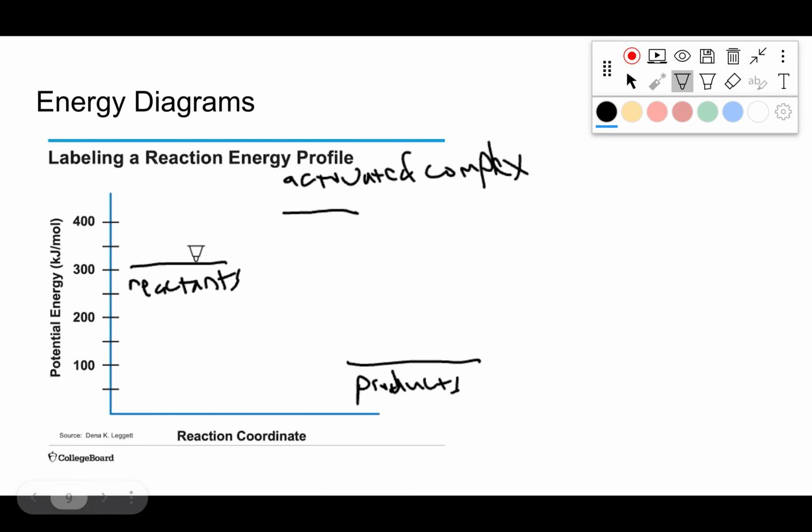So to draw these graphs, you're going to start at the reactants. We just sort of have a line here. It's going to peak up, and then it's going to drop down and flatline.